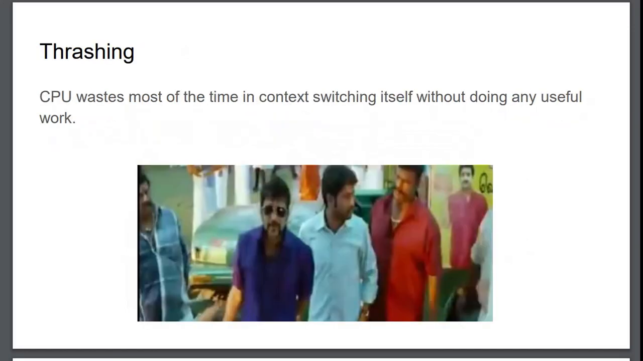And thrashing. So the CPU will waste most of its time without executing, just because of context switching from one process to another process without doing any useful work. So automatically the CPU efficiency will decrease, right? It will always decline. So it is illustrated with the famous dialogue, right? What is the dialogue here? அந்த மூட்டை குடோன்லேயே இருந்திருக்கலாம். The same thing, right?